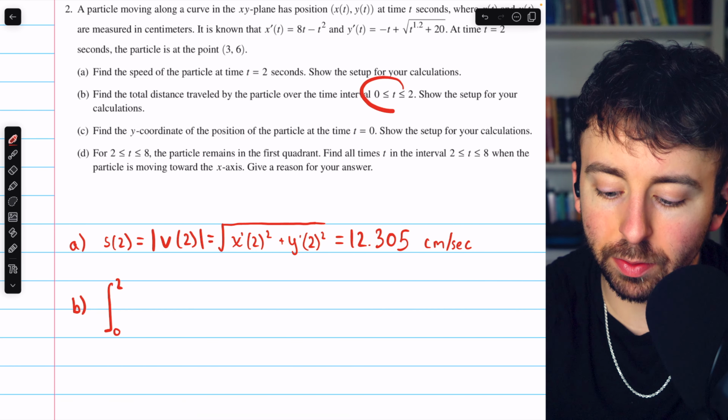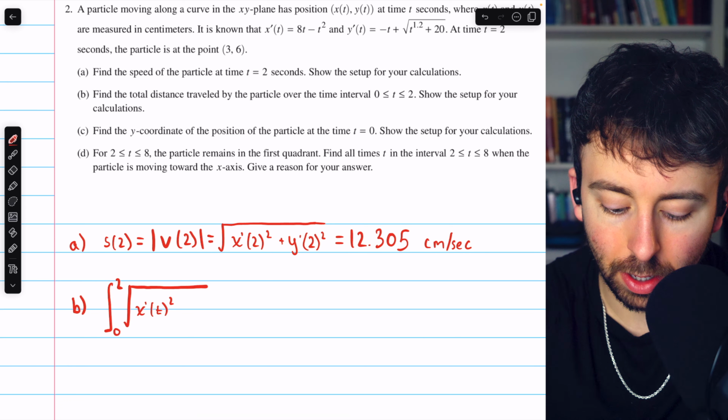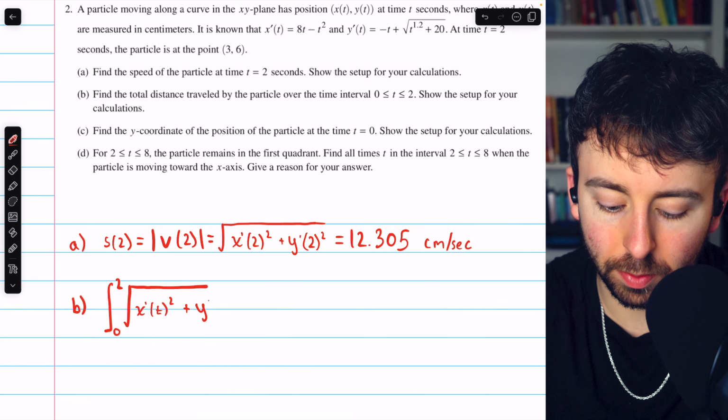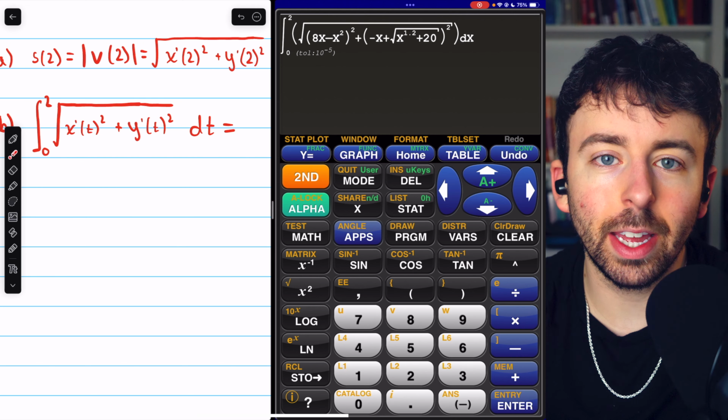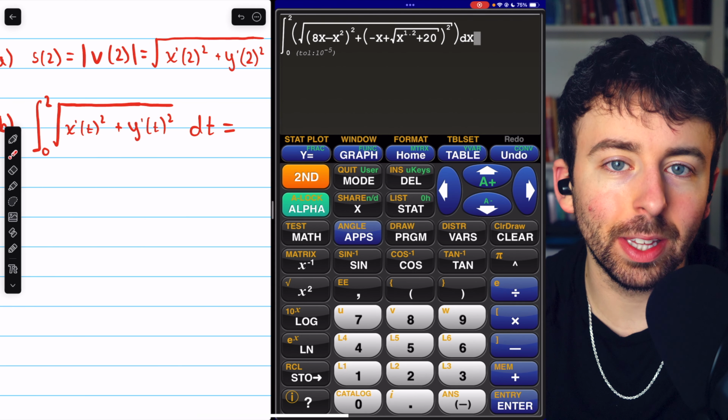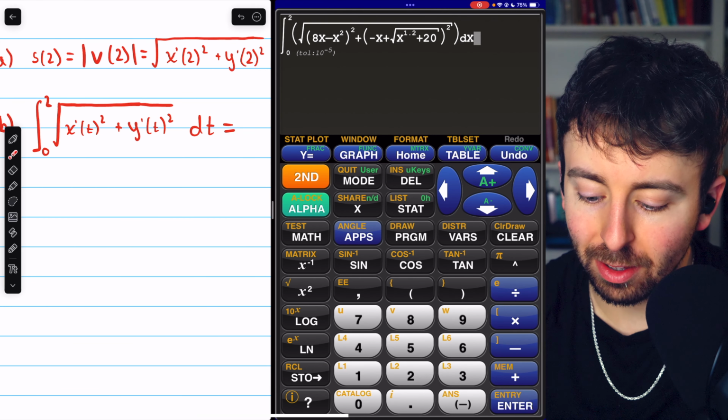So we're integrating the square root of x prime of t squared plus y prime of t squared. And we will use our calculator for this. So on the calculator, I'll press the math button and then go to option 9 for the integration function. And then very carefully, I will type this whole thing in. All right, I've typed the integral into the calculator. We're using x in the calculator rather than t because that's more convenient.